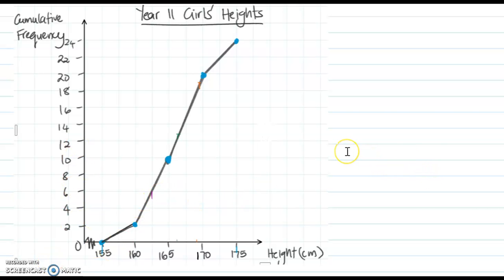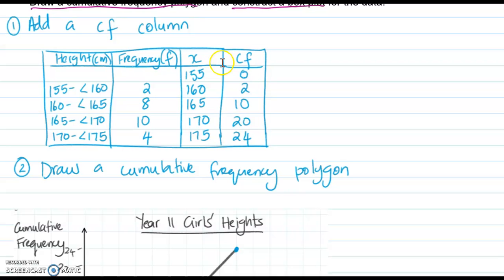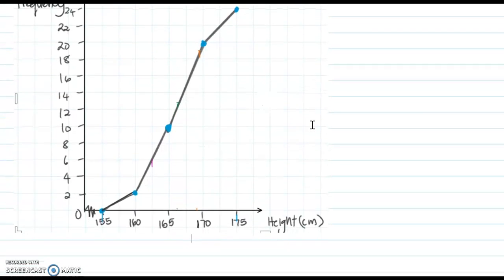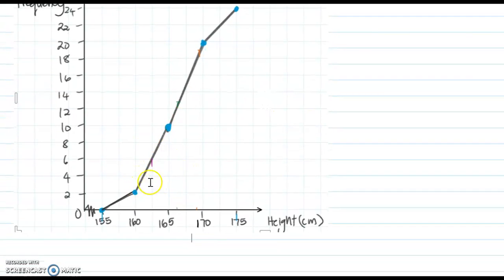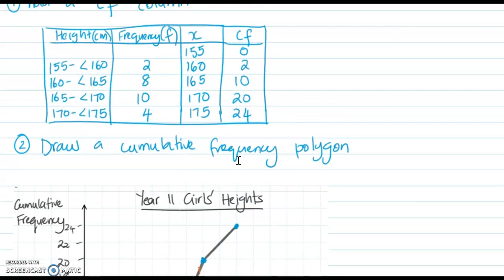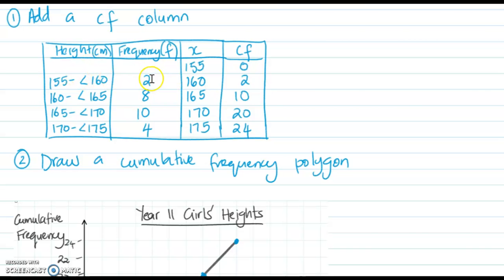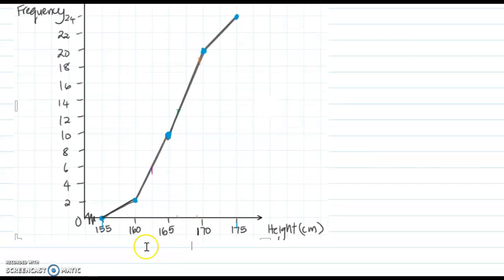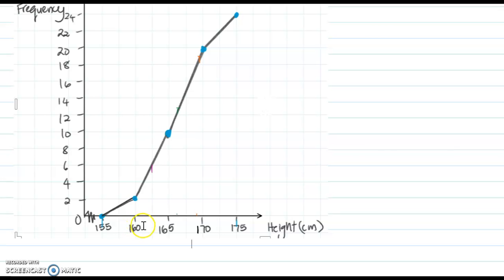Now, as I was saying before, with our first value at 155 at 0, we'll be looking at how it reflects on the graph. So this interval from 155 to 160, whatever the frequency was for that, which was 2, is plotted against the end of our interval, which is 160. So the 2 is plotted against the last value of our interval, 160.